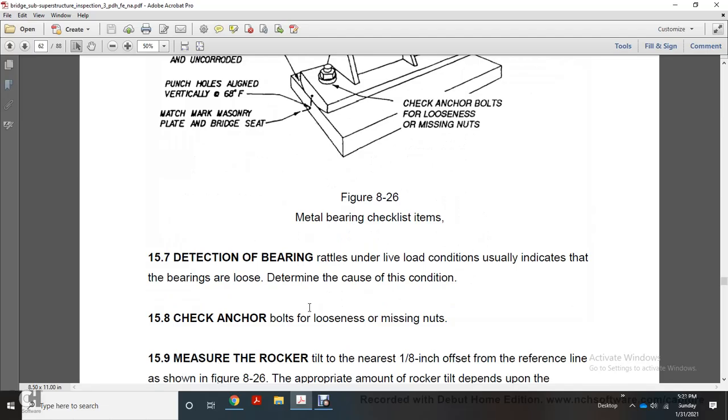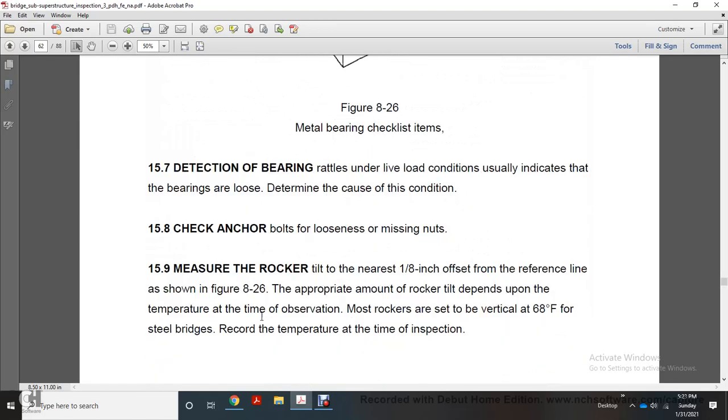Step 5, detection of the bearings: rattles under live load condition indicate whether the bearings are loose. Determine the condition, check the anchor bolts for loosening or missing nuts, and measure the rocker tilt to the nearest 1/8 inch offset from the reference line shown in figure 826. The appropriate amount of rocker tilt depends upon the temperature at the time of observation.